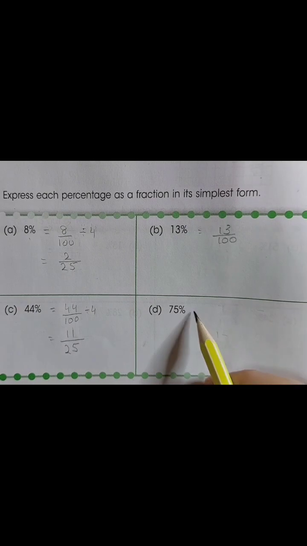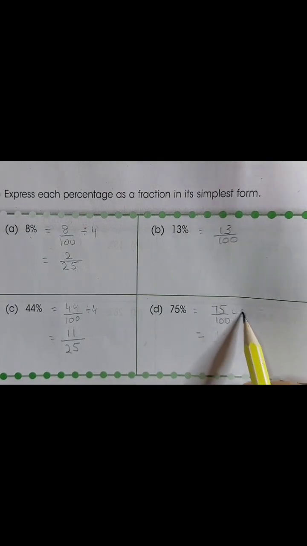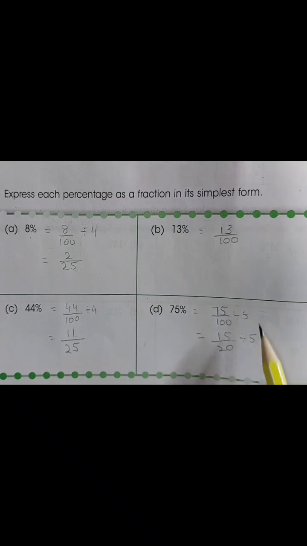Now D. D is equal to 75 upon 100 is equal to what? Both are divisible by 5. So it will become what? 15 upon what? 5 2s are 10, 0. Again they are divisible by 5. Okay, then what? It will become 5 3s are 15, 5 4s are 20. So 3 upon 4 is the simplest form in fraction for 75%.